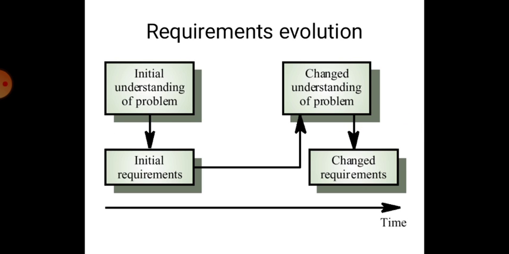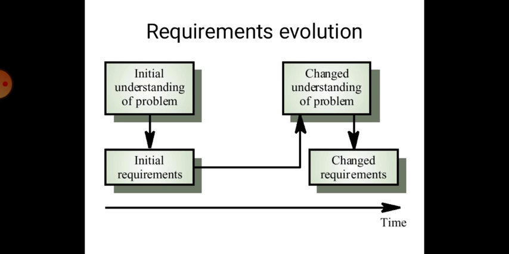This diagram depicts the requirement evolution. In this diagram, you find 4 rectangles. Towards the left, you find the first rectangle mentioning initial understanding of the problem. Below that, you have a rectangle mentioning initial requirements. Towards the right, you have one rectangle on the top mentioning changed understanding of problem, and in the right bottom you have changed requirements, and at the bottom, horizontally, you have a timeline.